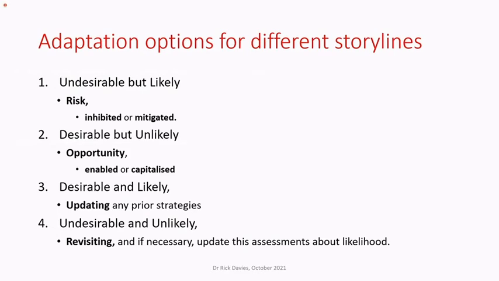So when we're looking at different types of storylines in that scatter plot that you just saw, we've got four broad categories. The first is undesirable and likely, where the focus should be on risk and how they can be inhibited or mitigated. And then we've got storylines which are desirable but unlikely, and there we're looking at opportunities and how they can be enabled or capitalized. We've got desirable and likely storylines, which at the very least could be used to update any prior explicit strategies we've got about dealing with the future. And then we've got undesirable and unlikely, where at the very least, again, we should revisit these judgments to make sure that we actually did make sound judgments about those things.